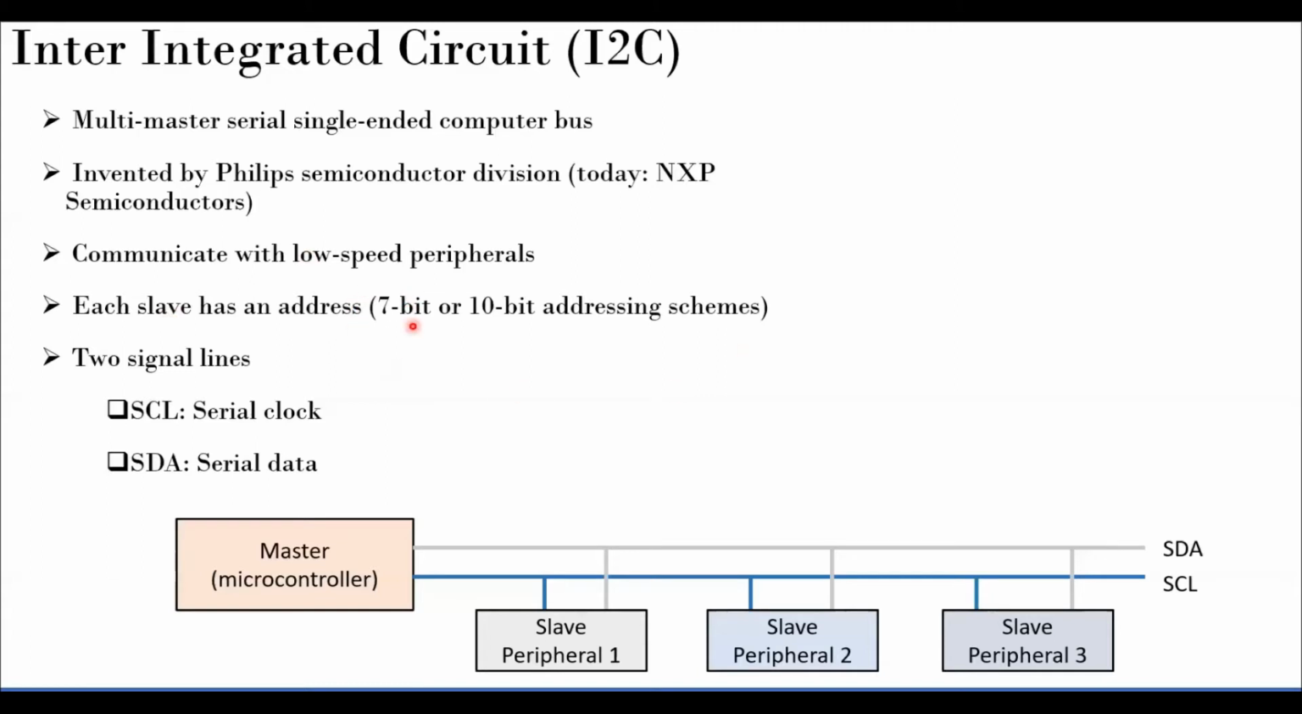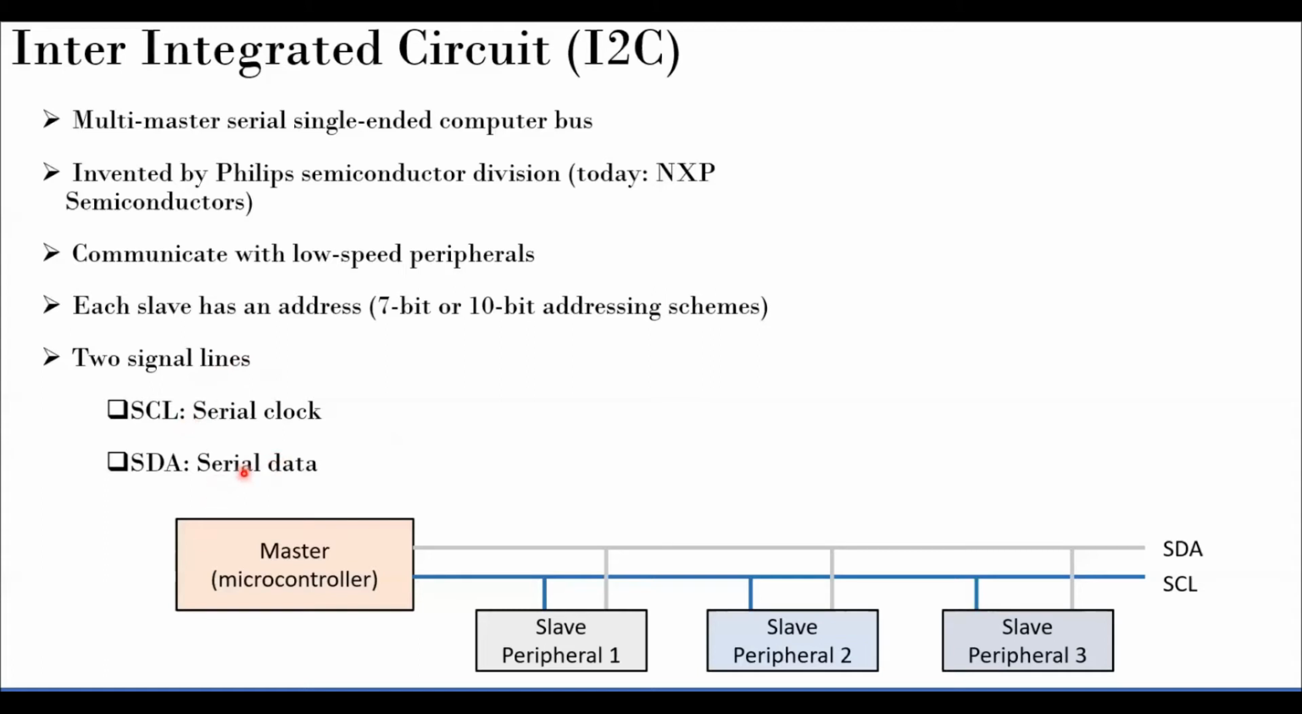So 128 I2C slaves are possible, and if it is a 10-bit addressing scheme, 1024 possibilities. And amazingly, you might think that you then need 7 wires. No, that's not the case. You only need 2 signal lines, one for clock and one for data, and that's the key.